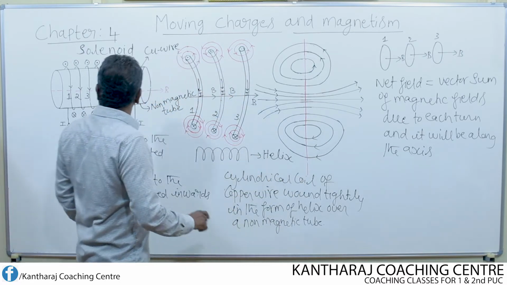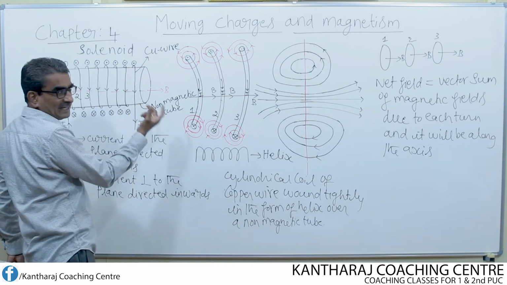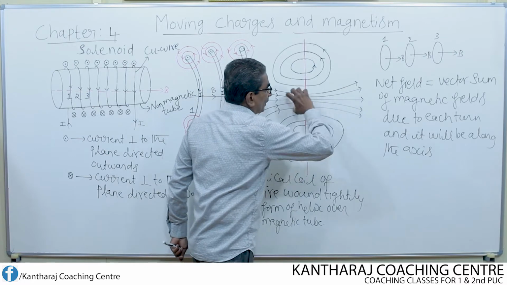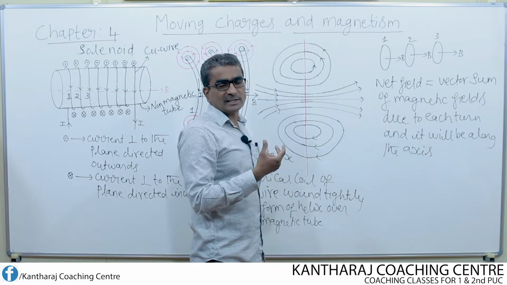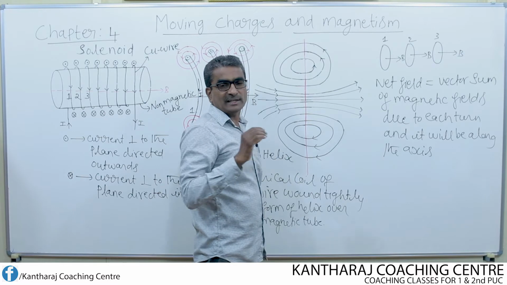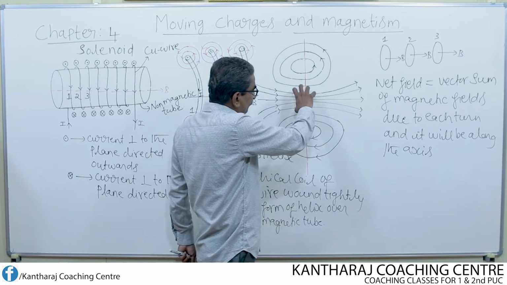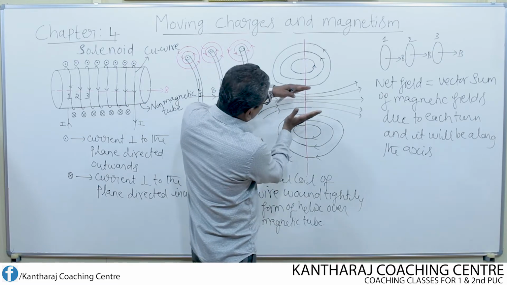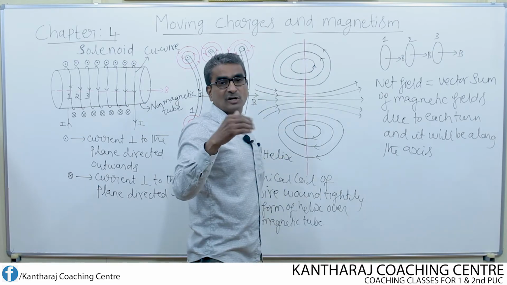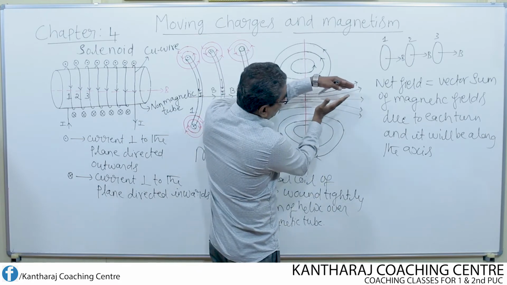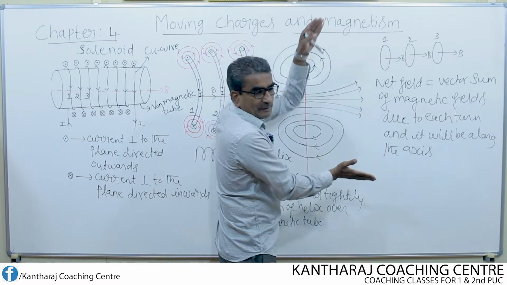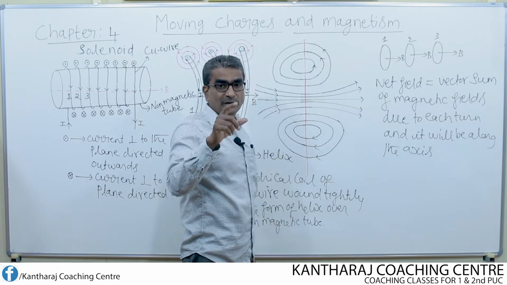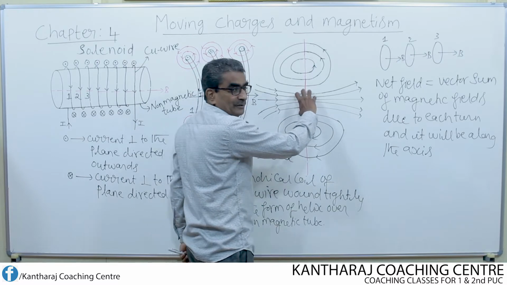Since the magnetic field due to each turn gets added up, the field inside the solenoid will be almost uniform and strong. How can I say the field inside the solenoid is strong? Because magnetic lines of force are crowded, they are close to each other. Whenever magnetic lines of force are closely packed, the field is stronger. If the magnetic field lines of force get separated out, if they move away from each other, then in that region the field is always weak. So, this is the region where field is stronger.